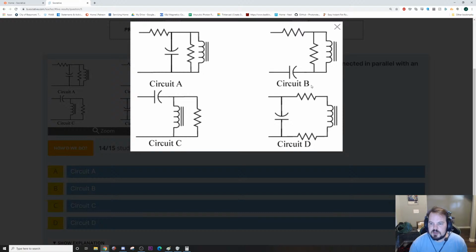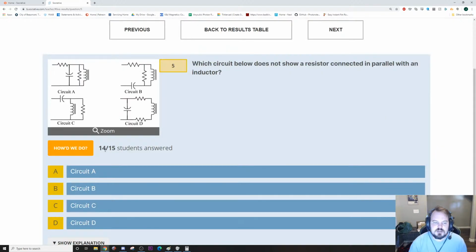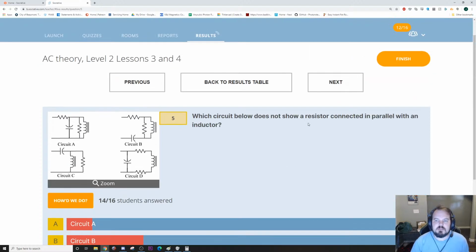Any current that goes through this resistor has to go through the inductor, and then through that resistor. There's no parallel resistors in circuit D. So circuit D is the answer. Good job. Good job, everybody. Pat yourself on the back.